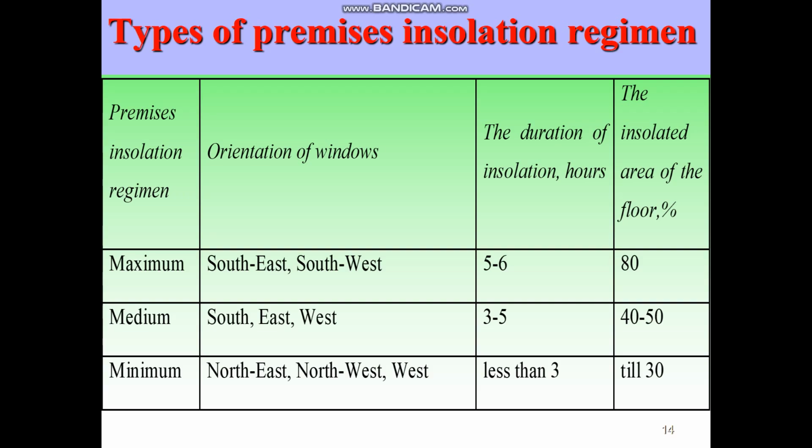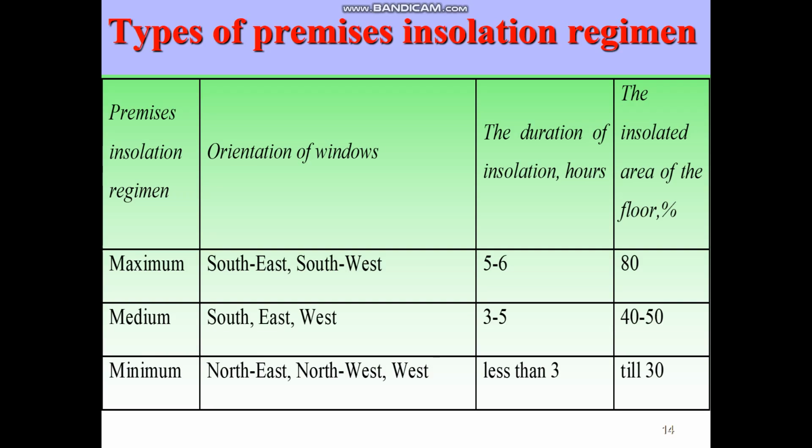For example, the best orientation for hospital wards, schools, classes, and children's institutes are south, southeast; allowable, south-west and east; unfavorable, west, north-west, north, northeast.